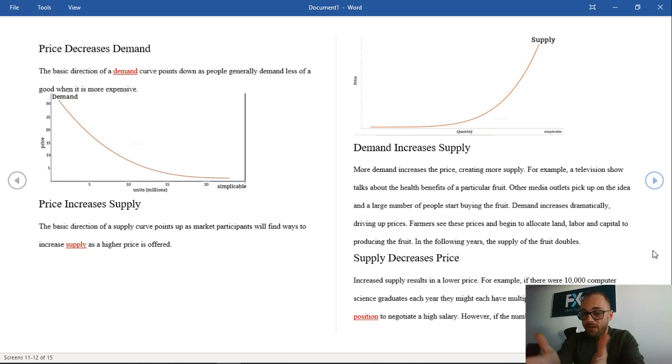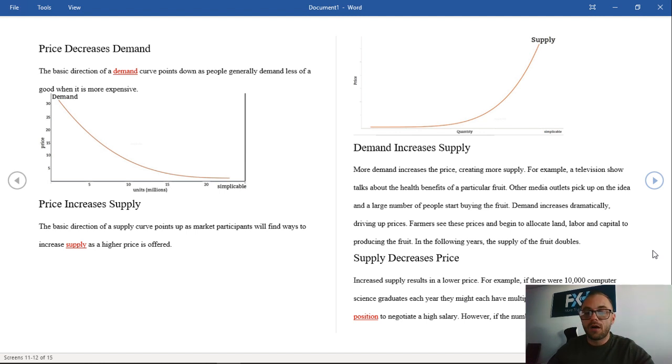So for example, a television show talks about the health benefits of a particular fruit. Other media outlets pick up on the idea and a large number of people start buying that fruit. Demand increases dramatically, driving prices up. Farmers see prices and begin to allocate land, labor, and capital to producing the fruit. In the following years, the supply of the fruit doubles.